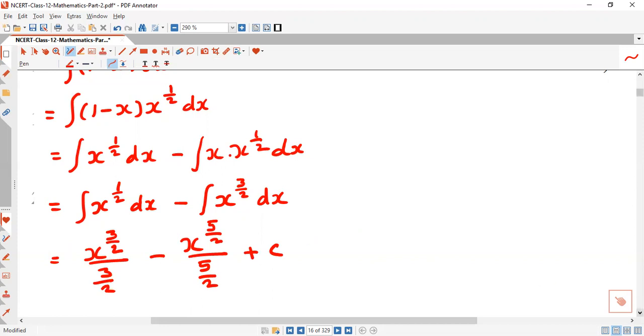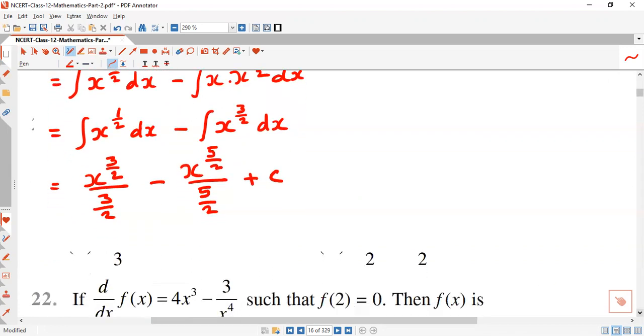If we further simplify these terms, the first term with 3 by 2 can be written as 2 by 3 x to the power 3 by 2, minus 2 by 5 x raised to 5 by 2 plus some constant c. So this is the answer to this question.